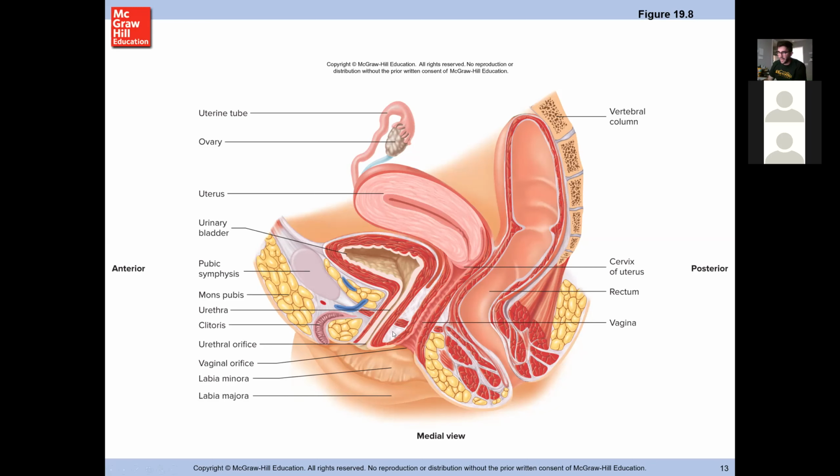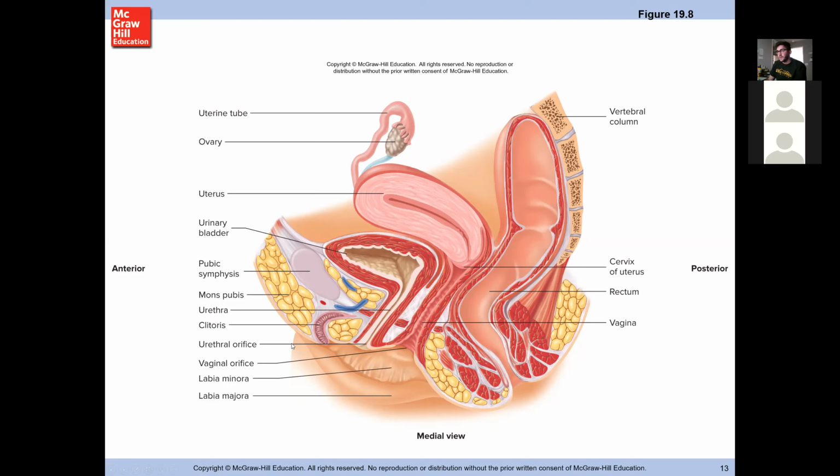And then most superiorly, we've got our clitoris right here. So the clitoris sits right on the top of the vulva, and it's made of the same erectile tissue as the glans penis, and will become engorged with blood during sexual arousal and during sexual intercourse.